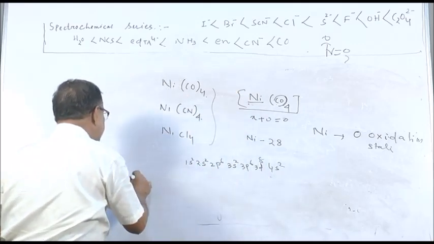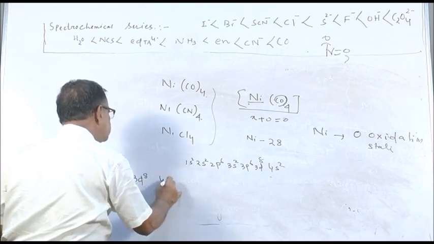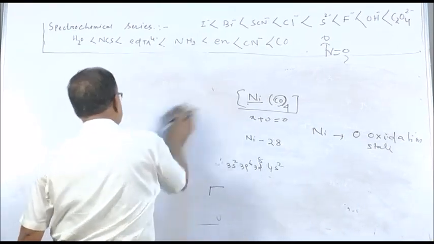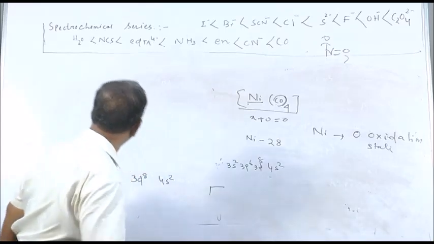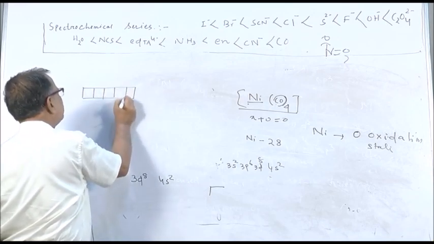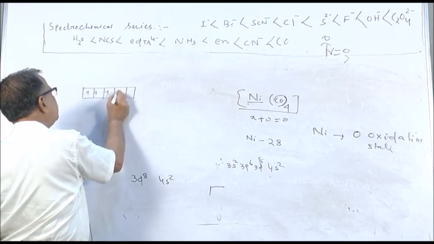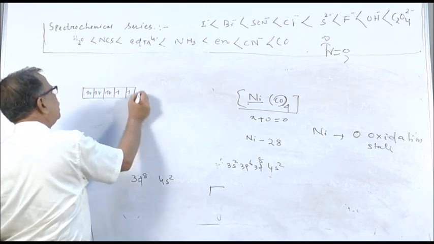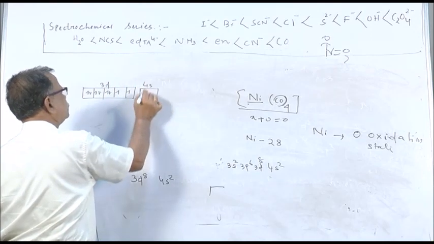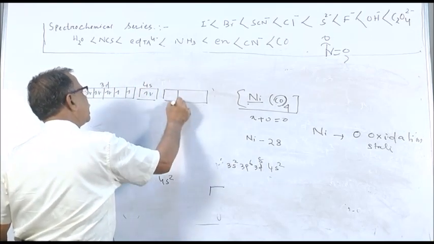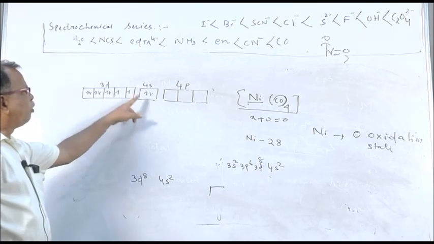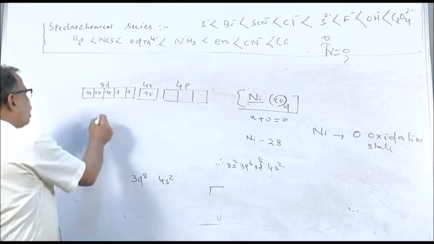So 3d8 4s2 is the ground state. In 3d8 there are five orbitals, with eight electrons, then 4s2, and then 4p. Hybridization takes place among 3d8, 4s2 and 4p, because nickel is in the zero state, which is called the ground state.